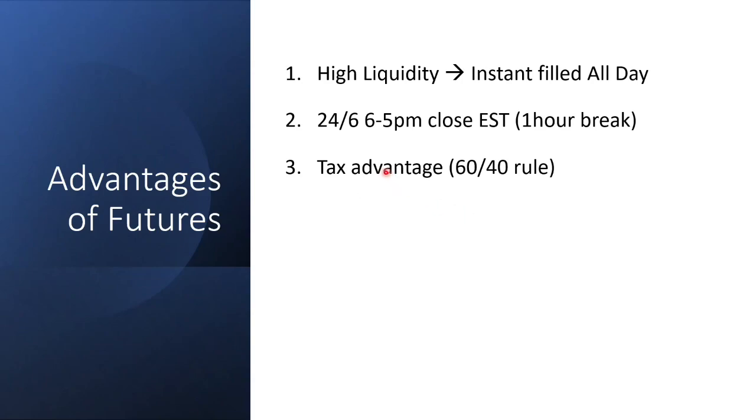Number three, there's a tax advantage for futures trading. This is not financial advice, but there's a 60-40 rule, which is if you say make $100,000, 60% of that would be taxed at the long-term capital gains rate, and then 40% would be at the short-term gains rate. And this is if your gains are fully from futures. So the 60-40 rule is pretty good for futures traders.